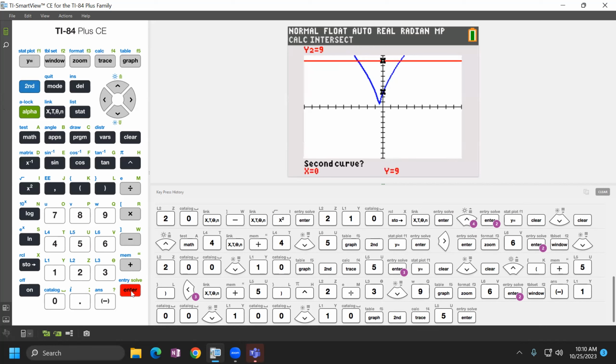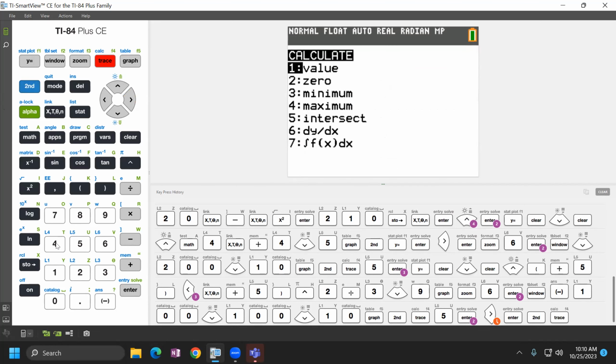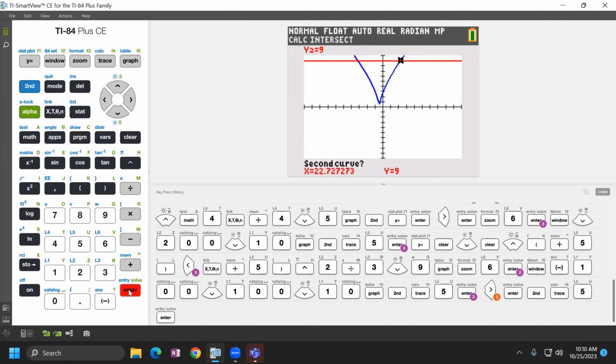First curve, okay. Second curve, okay. My guess, I'm just going to move close to that. So it's intersecting at 22, so one of my solutions is 22. Calculate the second intersection. First curve, okay, second curve, okay. And then I'm going to go over here toward that second intersection for my guess. -32. So the solutions to this equation are -32 and 22.